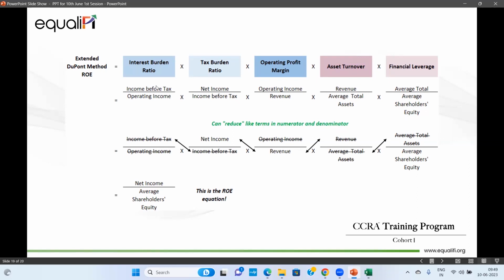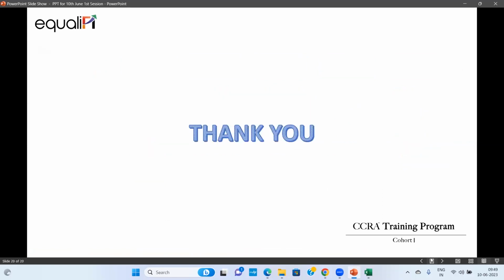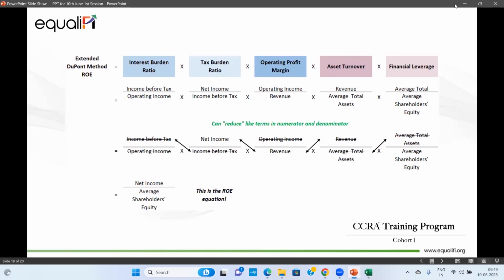Then what happens? There are certain items which are diagonal and so get struck off. Income before tax cancels with income before tax, operating income with operating income, revenue with revenue, and ultimately what we get is net income by average shareholders equity, which gives you ROE, that is return on equity. So this is the Dupont analysis, which is shown here. That was the last part.